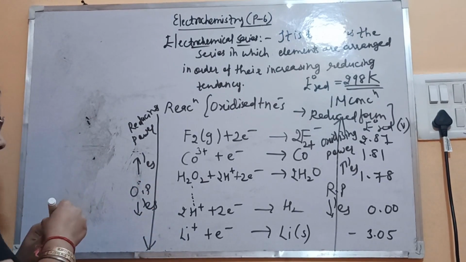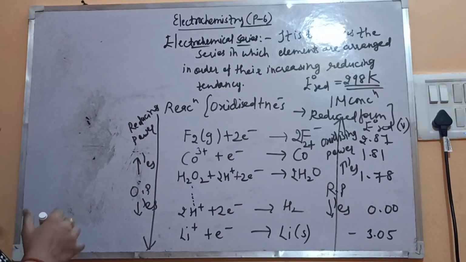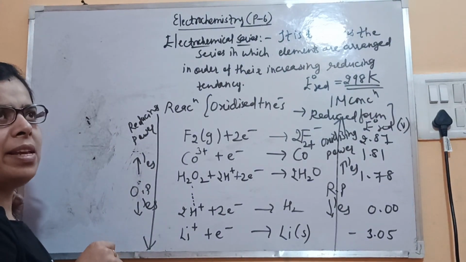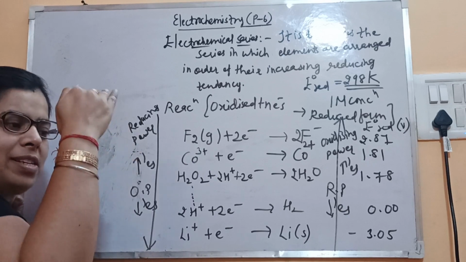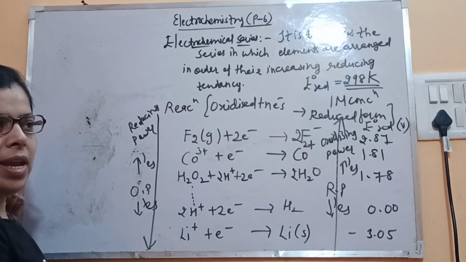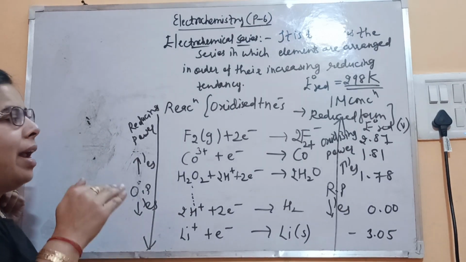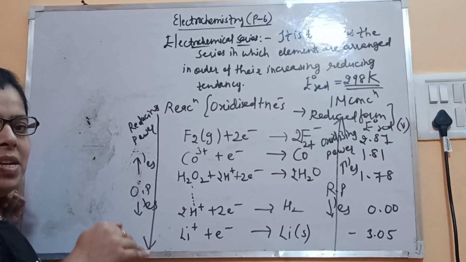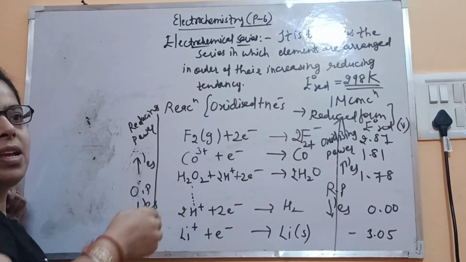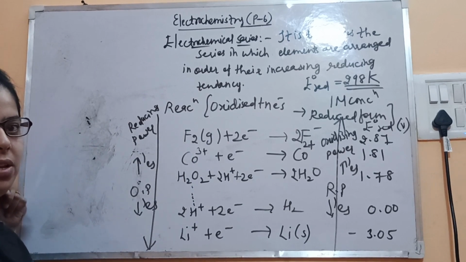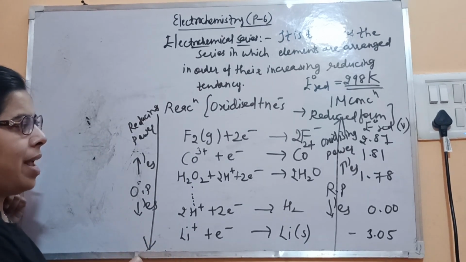So you can find in the series all the metals present below. It means all those metals are good reducing agents, and the elements present above in the series are good oxidizing agents. So this you have to understand.